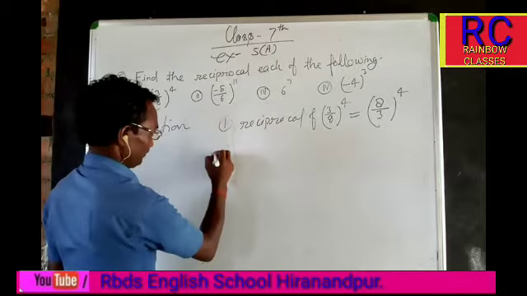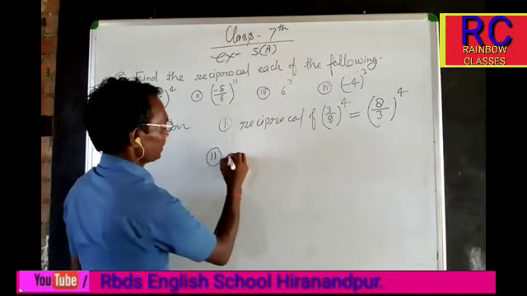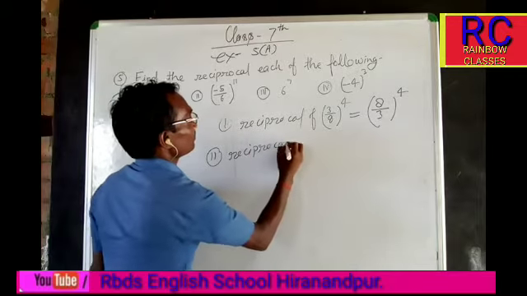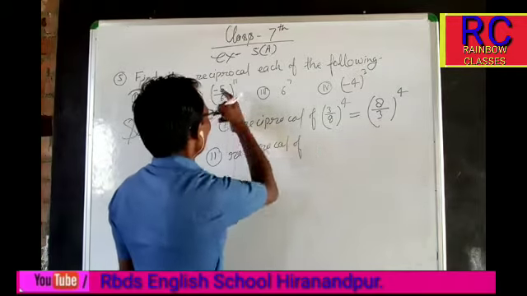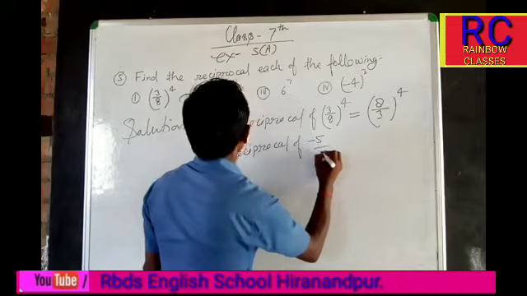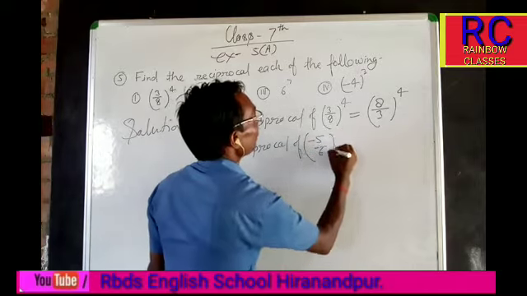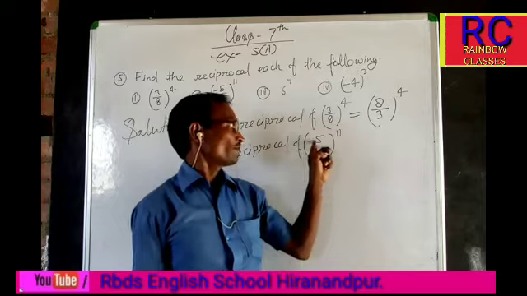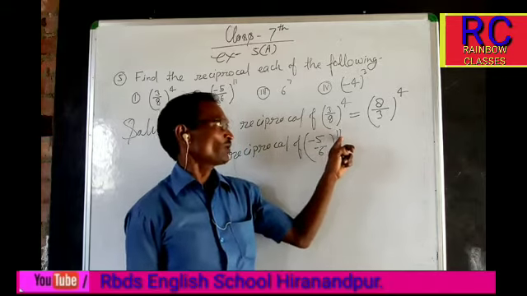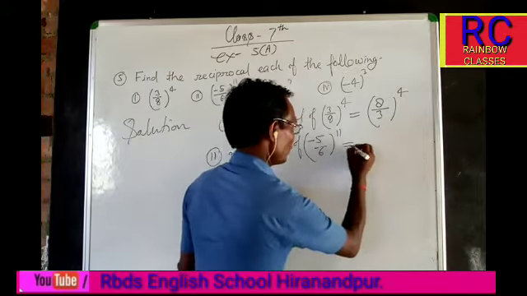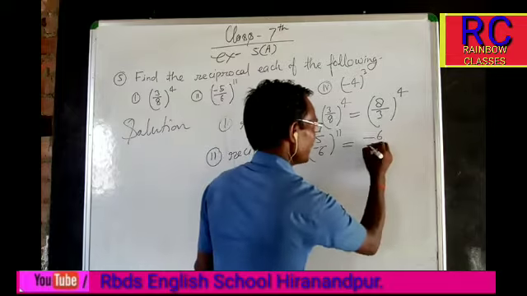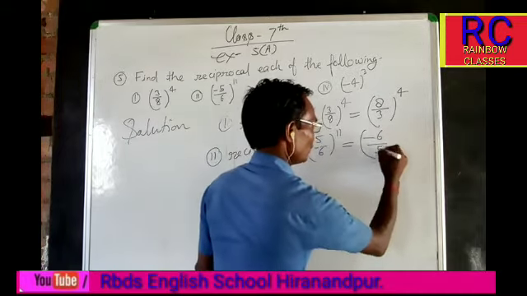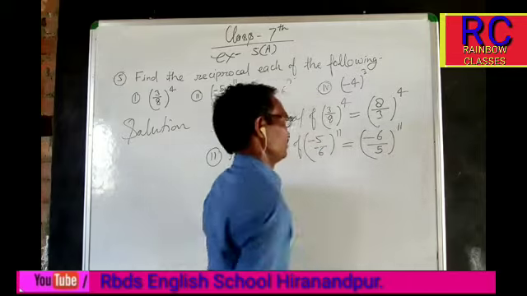Second, the reciprocal of minus 5 by 6 to the power 11. The reciprocal of minus 5 by 6 to the power 11 is equal to minus 6 by 5 to the power 11.